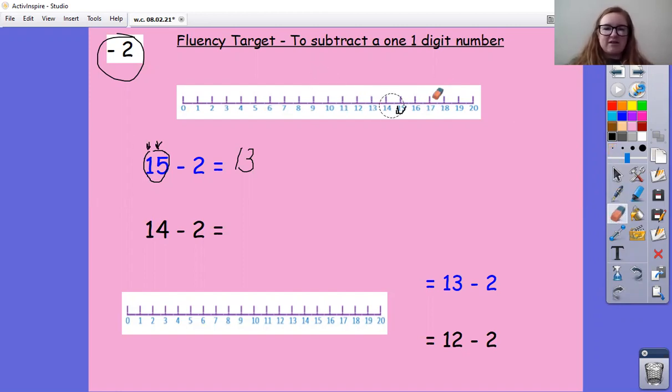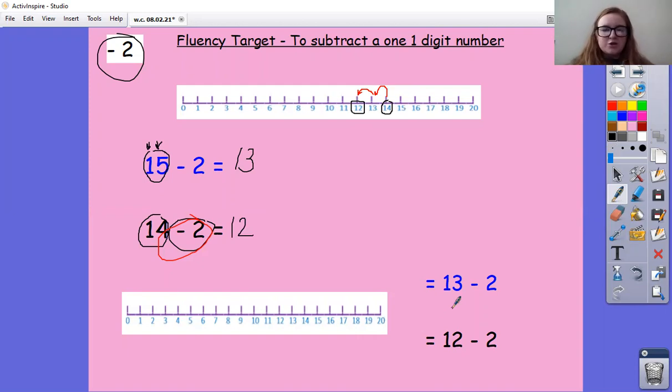Fantastic. Okay, let's have a look. Let's start with our first part, which is 14. Fantastic. And then we are subtracting 2. So if we're subtracting 2, we're going to draw 2 arrows. 1, 2. Subtracting 2. Fantastic. What is the remaining part? Where have we ended up? The remaining part is 12. So 14 subtract 2 equals 12.